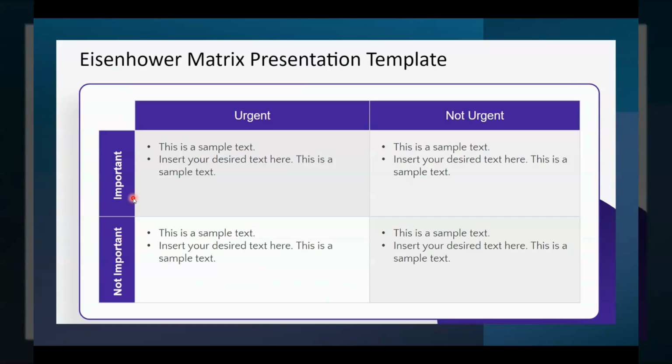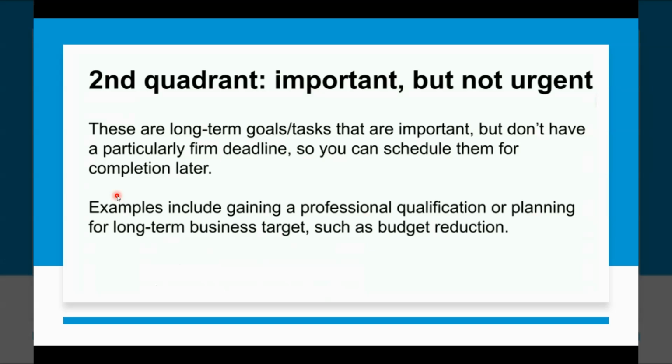The second one is not urgent but important tasks. Let's see what those are. These are long-term goals or tasks that are important but don't have a particularly firm deadline, so you can schedule them for completion later. For example, you have some important work, but to do that you need some qualification, or some credentials, or you need to refer to some documents. These are long-term tasks, but you can do them later, which means you can schedule them after your first quadrant tasks.